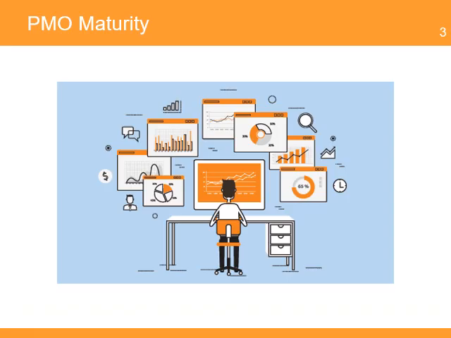A PMO maturity is defined as the levels that indicate the effectiveness of project execution. When organizations decide to establish a PMO, they usually start at a low level and improve over time. Understanding the steps required to achieve excellence is a critical factor for an organization that is planning to implement a PMO. A maturity model helps an organization monitor a PMO's performance, identify areas of improvement, and establish goals where it wants the PMO to be in the future.